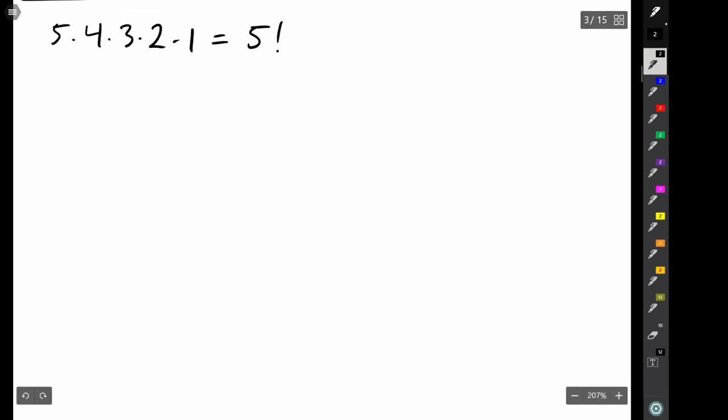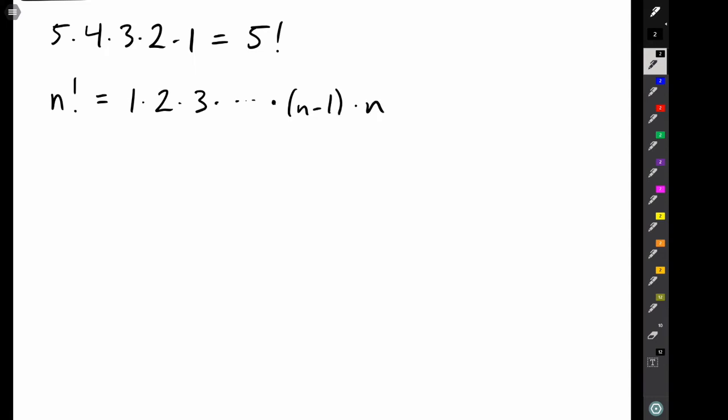So, generally speaking, n factorial, where n is some integer greater than or equal to 1, will be 1 times 2 times 3 times ... times n minus 1 times n. Right, so we're multiplying all the numbers up to n. Now, some special things.